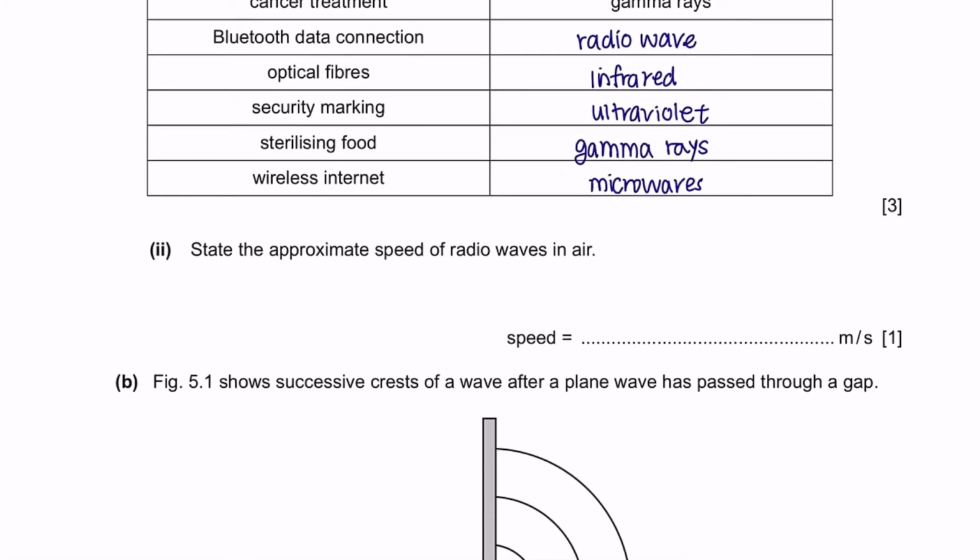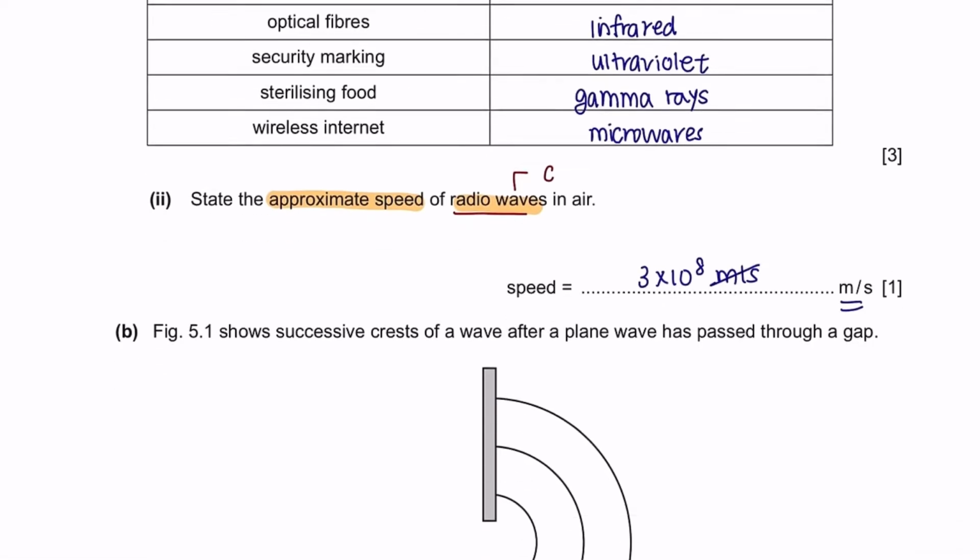Next, Part 2. State the approximate speed of radio waves in air. All electromagnetic waves have the same speed as the speed of light in air, which is 3 times 10 to the power of 8 meters per second.